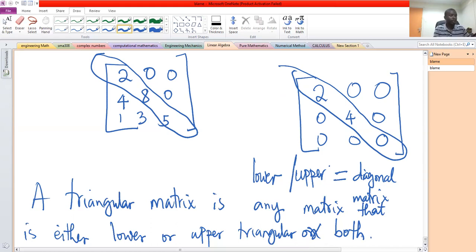So in the next session, we'll give the definition of an orthogonal matrix and unitary matrix. Thank you.